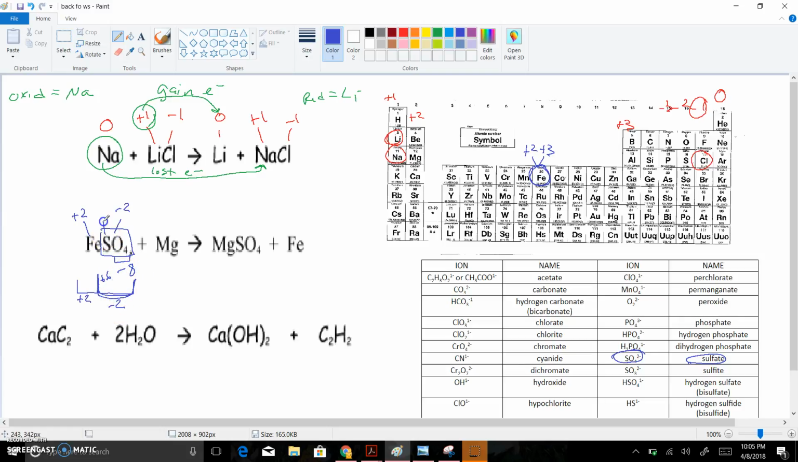6 minus 2 gets me a total of -2. And if I add it all up, it adds up to 0, which is what I'm going for. Okay, going on to the next guy.